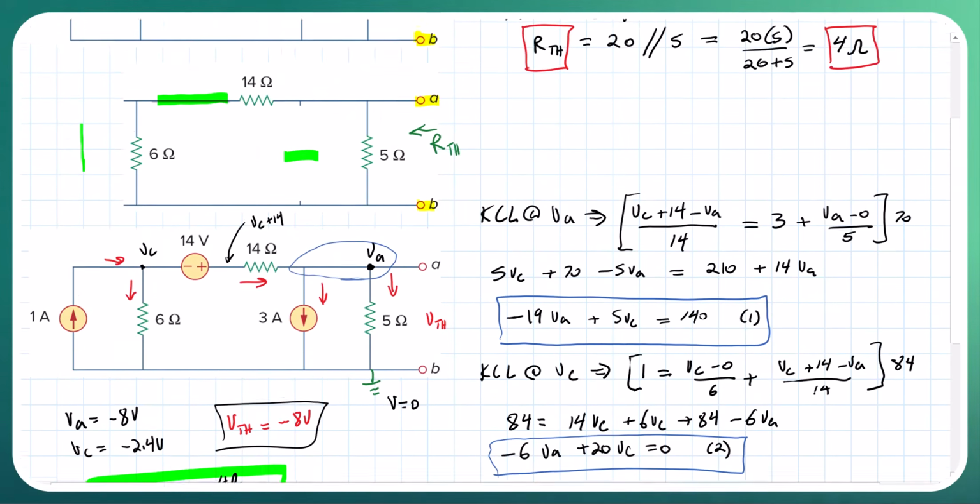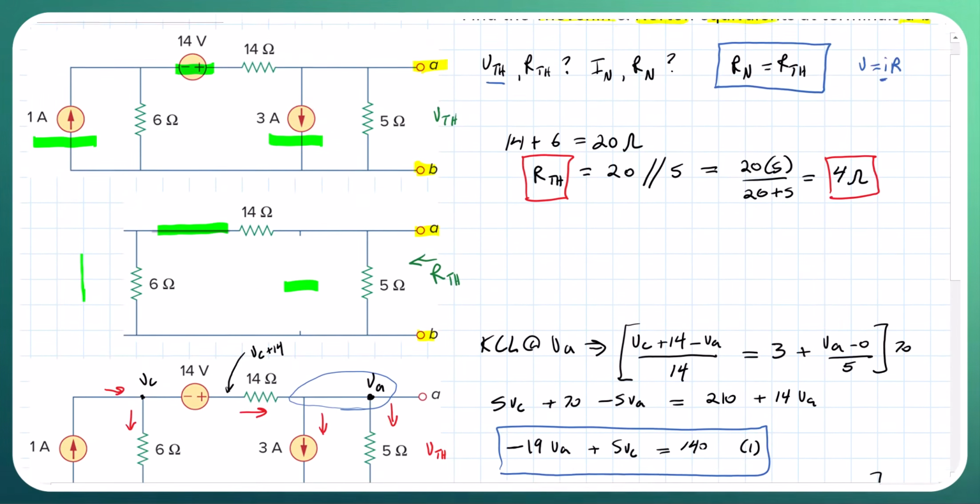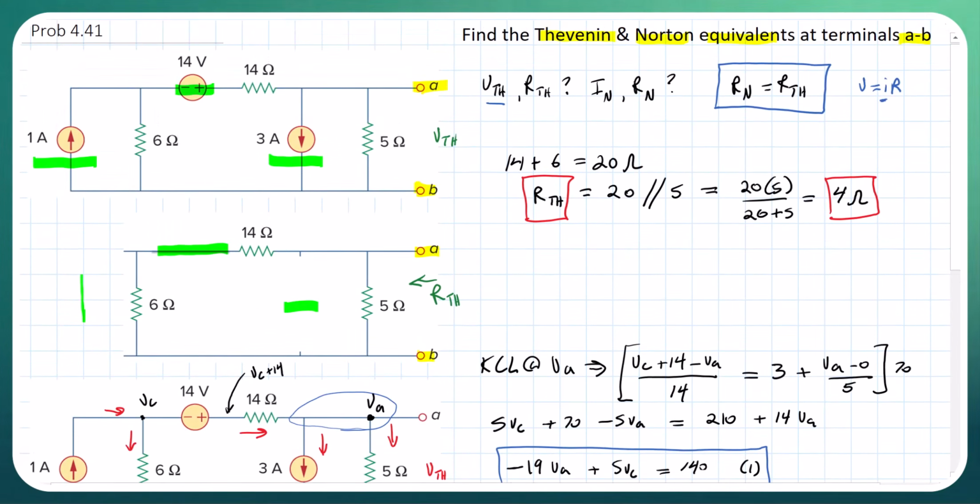That's this one way. There are other ways of doing this. Another way you can consider is doing source transformations. Consider transforming this guy to a voltage source in series with a resistor. That would simplify your circuit, and you can solve it that way. I'll leave that up to you to work on.